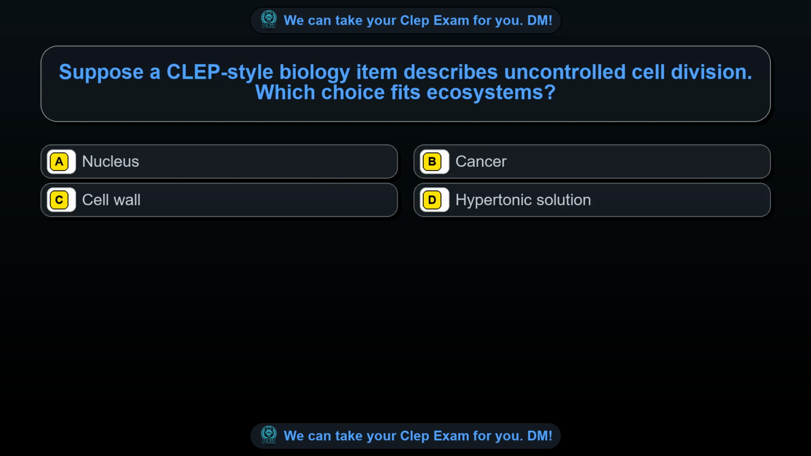Question 2. Suppose a CLEP-style biology item describes uncontrolled cell division. Which choice fits ecosystems? Option A, nucleus. Option B, cancer. Option C, cell wall. Option D, hypertonic solution. The correct answer is option B, cancer.